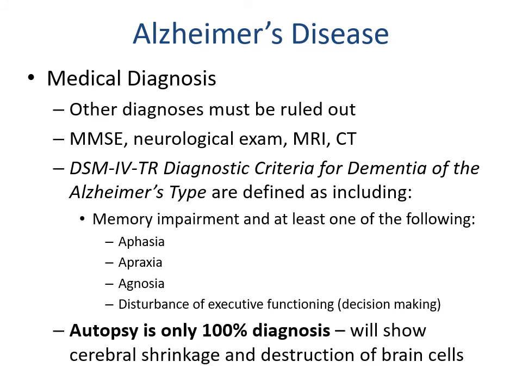For diagnosis of Alzheimer's, other diagnoses must be ruled out. So we have what's known as the mini-mental state exam, a neurological exam, an MRI, and a CT. And the DSM diagnostic criteria: here we're looking at memory impairment with at least one of the following: aphasia, apraxia, agnosia, and disturbance of executive functioning. But again, to truly diagnose Alzheimer's disease, autopsy is the only way for a 100% confirmation of diagnosis, where we can see the cerebral shrinkage and destruction of brain cells.